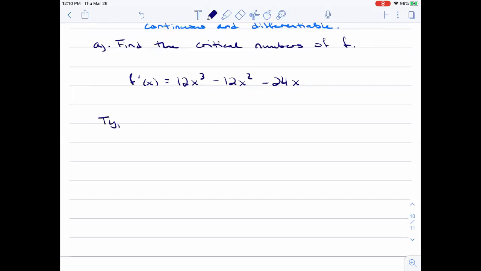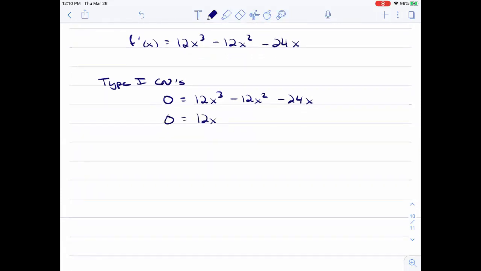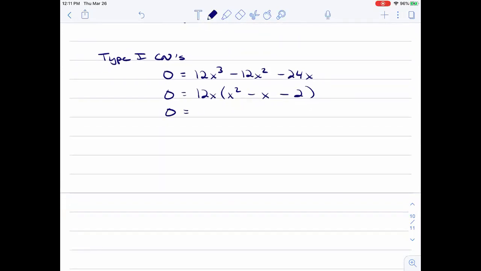So here, I'm going to focus on my type 1 critical numbers, which is when this whole thing, 12x to the 3 minus 12x squared minus 24x, equals 0. Usually what's going to make things easier is if I'm able to factor this. So I can factor out a 12x from all of this and end up with x squared minus x minus 2. You could either use the quadratic formula here if you wanted to find the roots, or this one's a little bit easier. So, don't forget the x. I can just do x minus 2 times x plus 1. But either way, you could figure out what the roots are, even if you don't like factoring. Usually I don't love factoring, so you could just use the quadratic formula to figure out what the roots are.